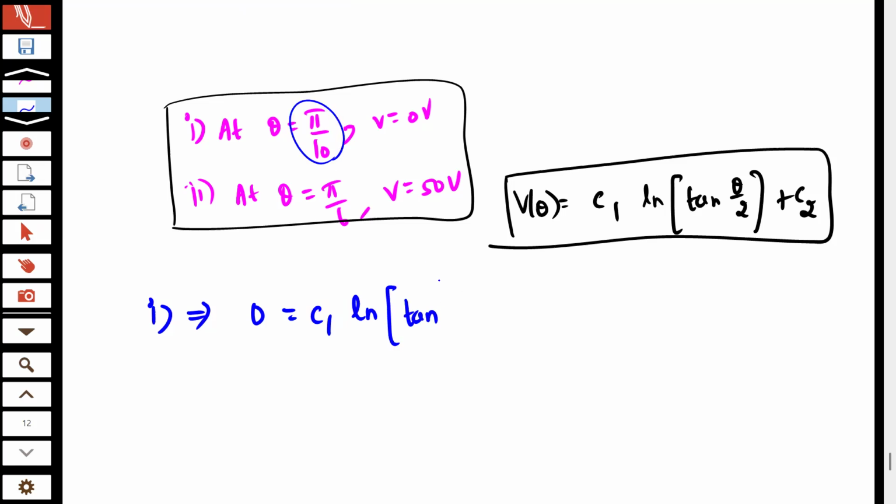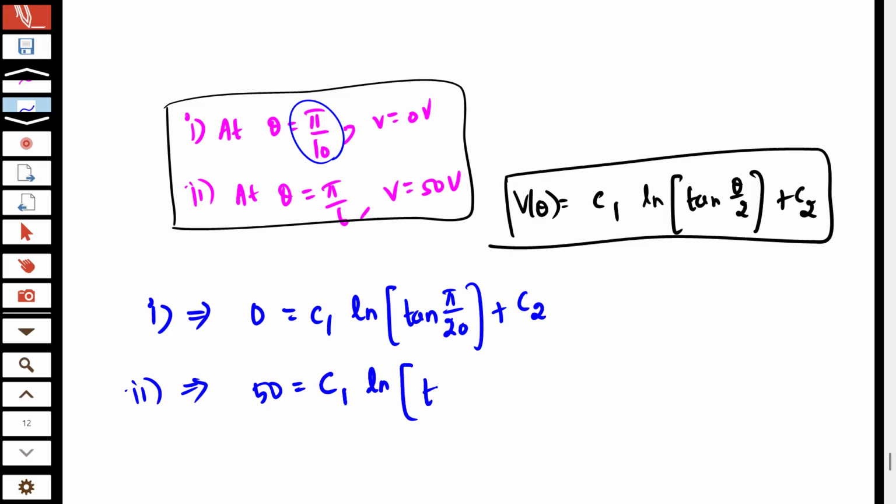Here theta is pi by 10, so theta by 2 will be pi by 20, plus C2. And applying the second boundary condition, you will be getting 50 volts equal to C1 into logarithm tan, here pi by 6 is there, divided by 2 will be pi by 12, plus C2.